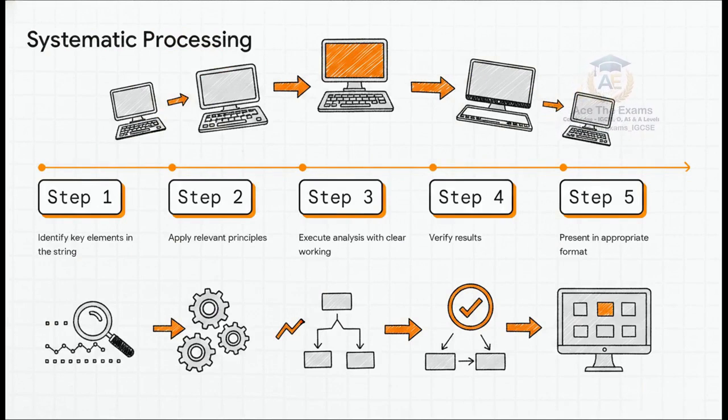Step 1, identify key elements. Ask yourself, what exactly is the input string? What are my variables? Step 2, apply relevant principles. Are we converting a string to an integer, extracting binary data, or maybe searching for a specific substring? Step 3, execute the analysis with crystal clear, step-by-step working. Step 4, verify your results. Did you trace your algorithm with some dummy data just to see if it actually works? And Step 5, present your findings in the exact format requested by the command word.